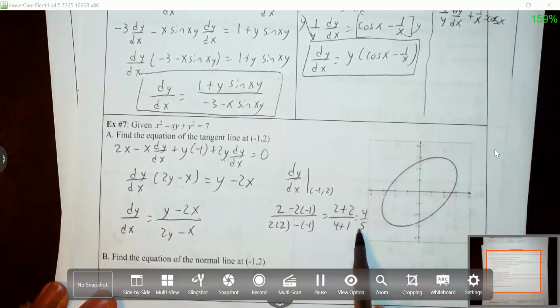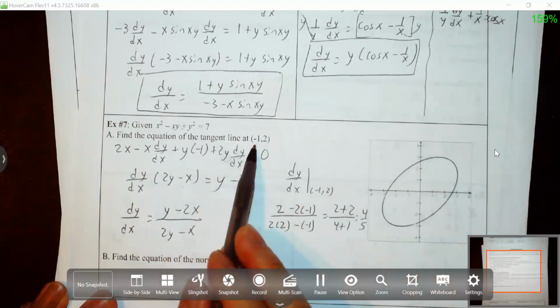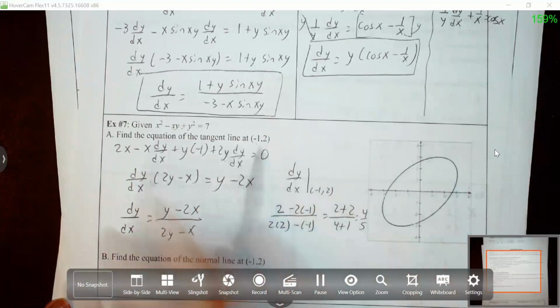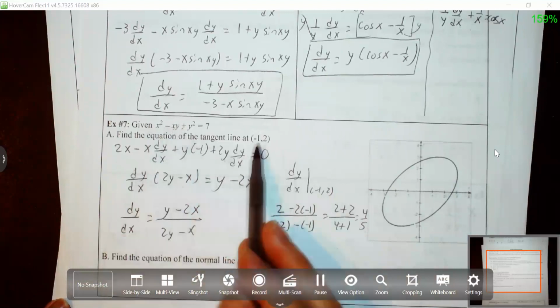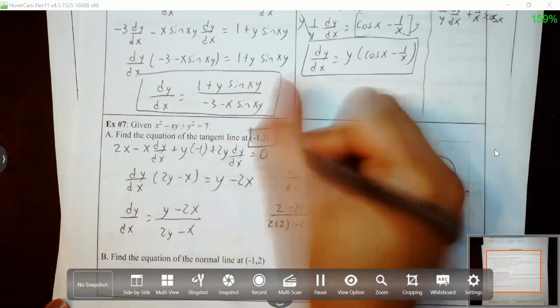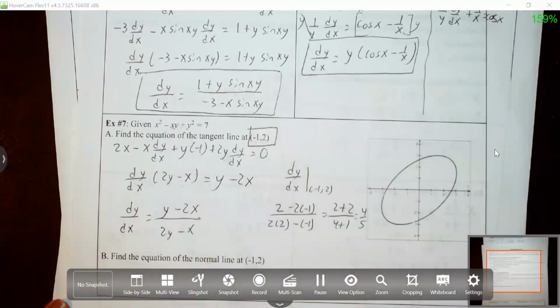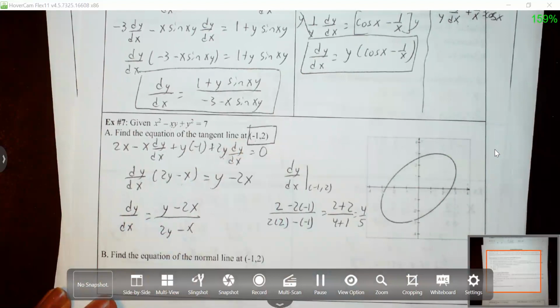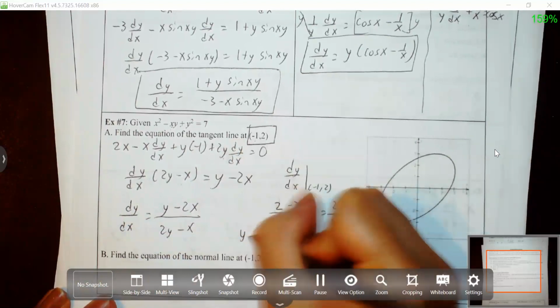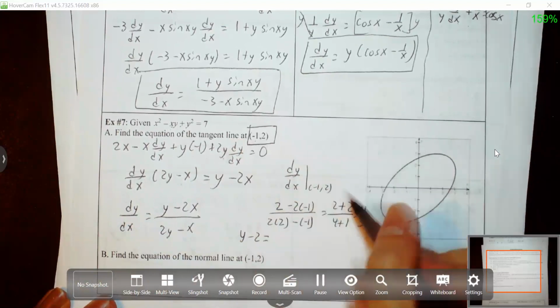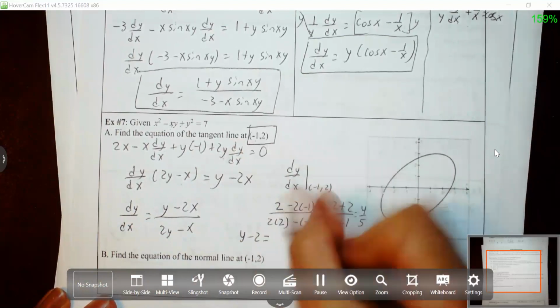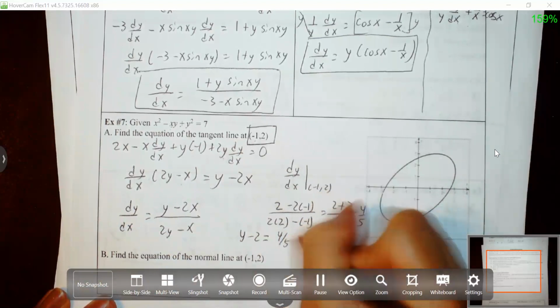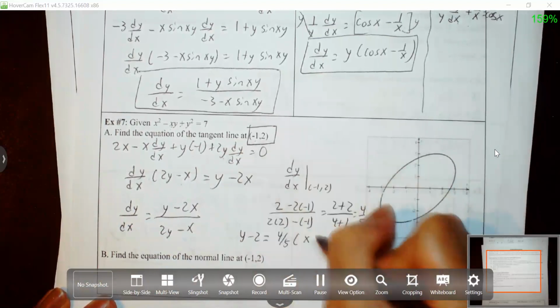So I could write the equation of my line. They already give me my point. So look, here, I don't even need to plug it into here. They already give me my x and my y that I'm going to use for point slope form. It has to go through the point -1, 2. So the equation for the tangent line is y minus 2 is equal to, my slope is 4/5, times x plus 1.